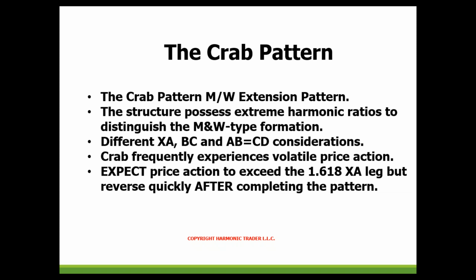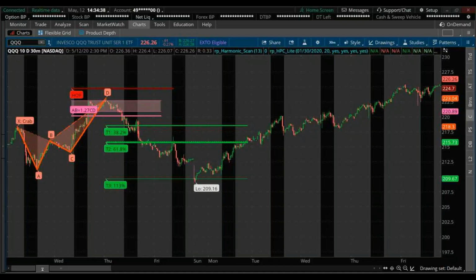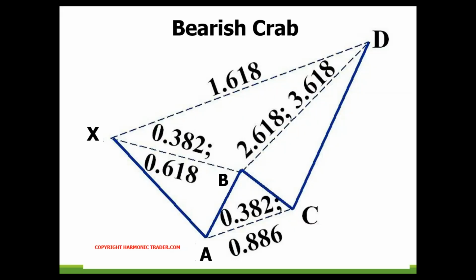But a crab is kind of volatile, and we expect such price action at its completion point, but the opportunity of what we're looking for really occurs after it's tested the 1618. We look for that quick reversal right after completing the pattern, and it looks like this. Here's a crab pattern on the QQQ 30-minute. Really nice formation, and it actually doesn't veer much from the ideal model, which looks like that.